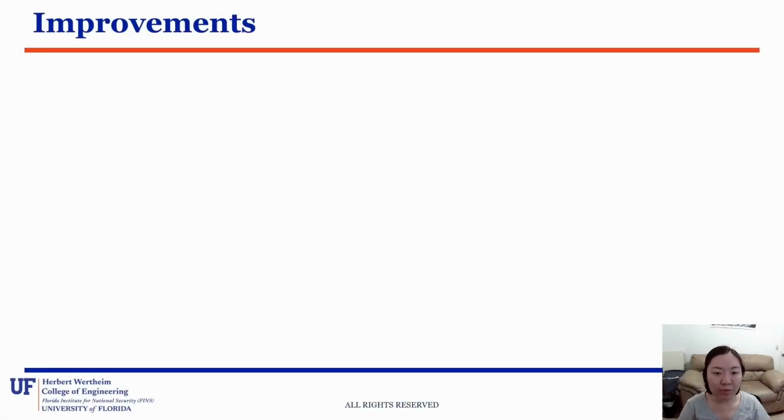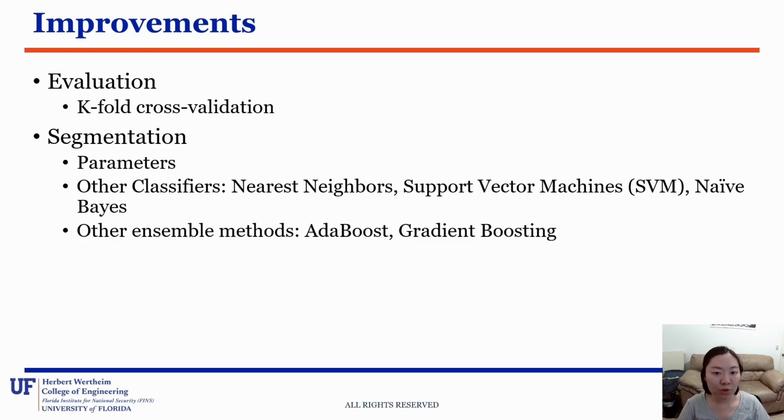There are a number of extensions that could improve your project. For evaluation, we used a simple train test split. For a more robust evaluation, you can use k-fold cross-validation. For segmentation, we use decision trees and random forest. You can always play around with some of the parameters of the methods we used, or use other classifiers such as nearest neighbors, support vector machines, or naive Bayes. There are also other ensemble methods you can use such as AdaBoost and gradient boost.